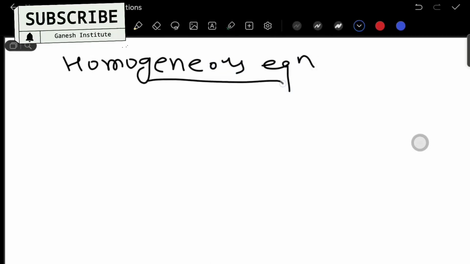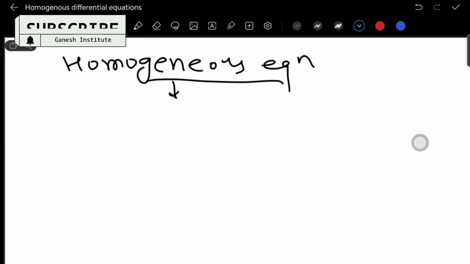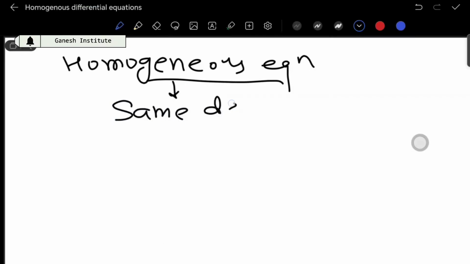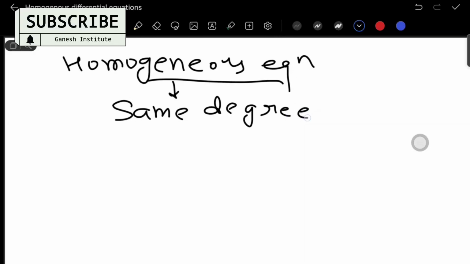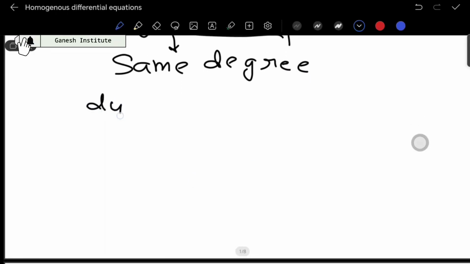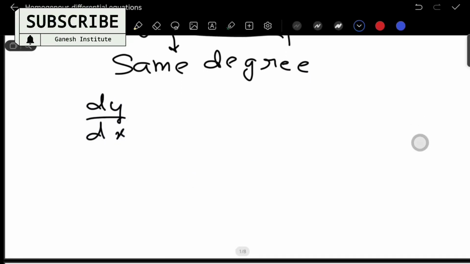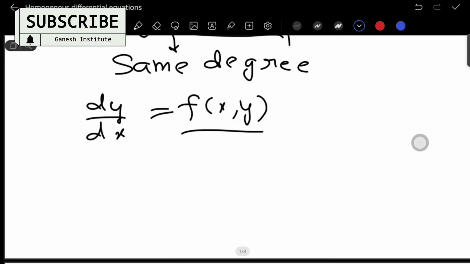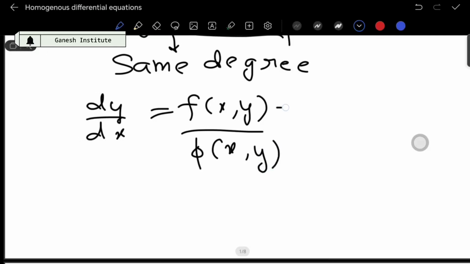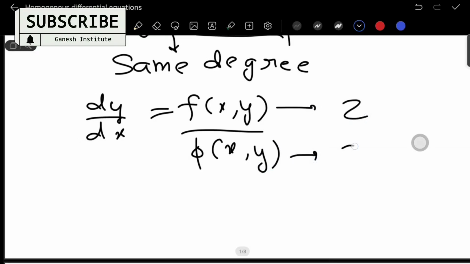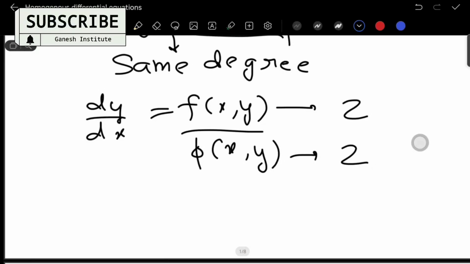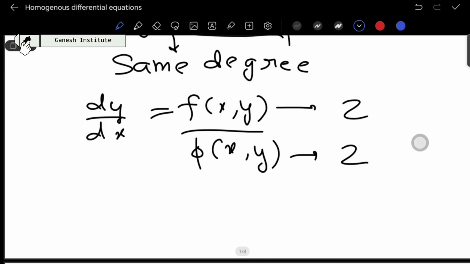So here, those equations where each term has the same degree. For example, I have a differential coefficient, and it is in the form of two functions, f(x,y) or phi(x,y). So if its degree is 2, then the denominator's degree has to be 2 as well. So you will say that these are homogeneous differential equations.